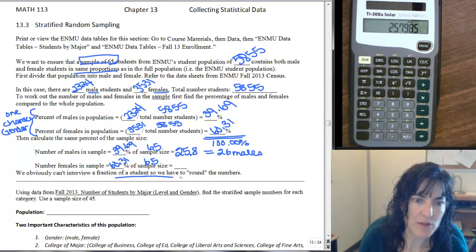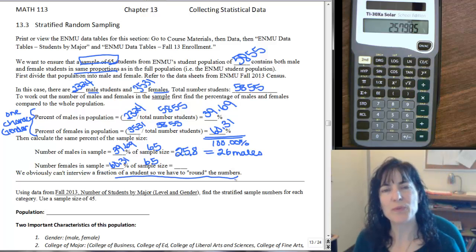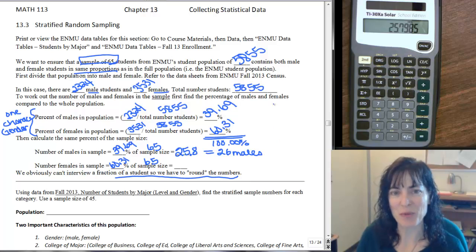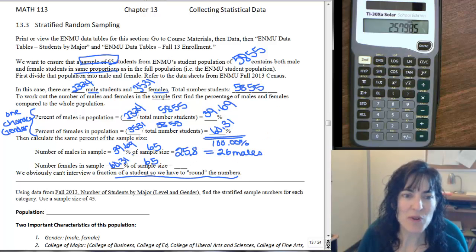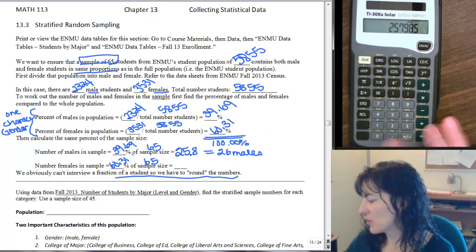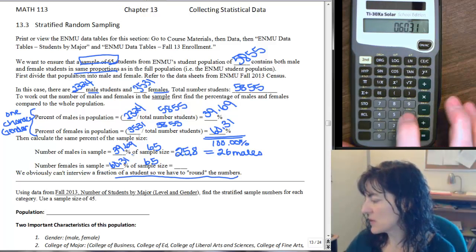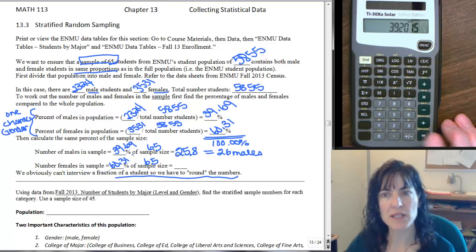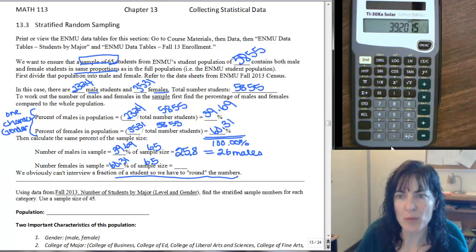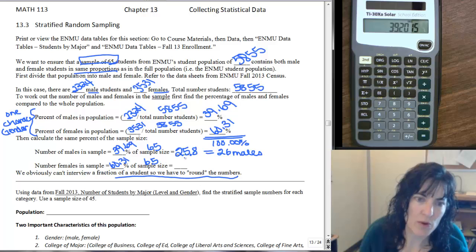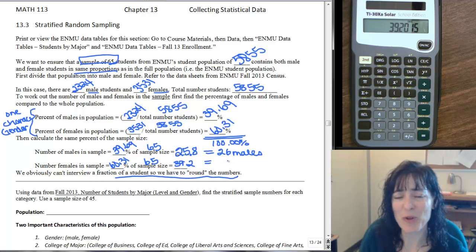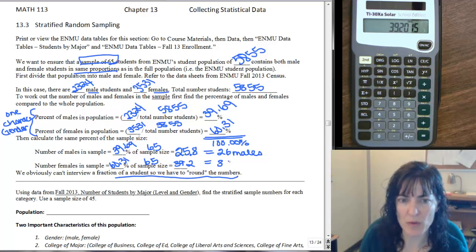And we have to do that. We have to round the numbers because we can't interview a fraction of a person. So next one, 60.31, so 0.6031 times that sample size of 65, and I get 39.20, so 39.2 people, and remember we can't have 0.2 of a person, so we'll just interview 39 females.